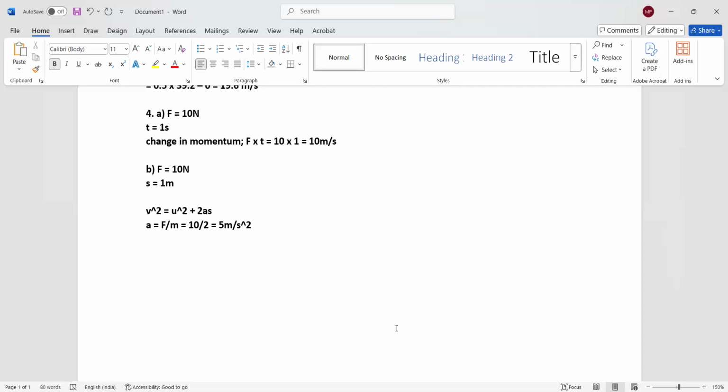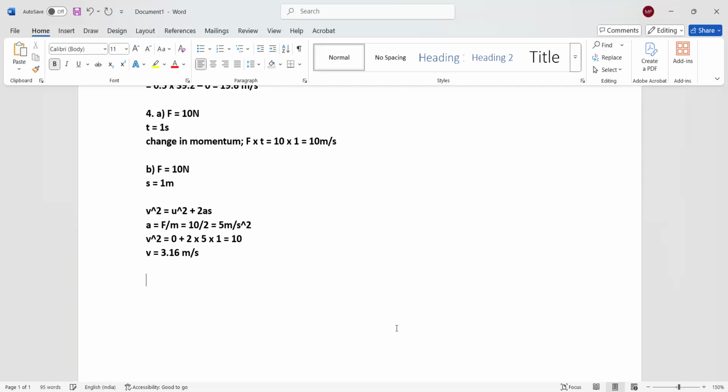Now substituting the values, V square is equal to 0 plus 2 into 5 into 1. So the answer is 10. It is V square, so V will be root of 10. V is equal to root of 10, that is approximate value is 3.16 meter per second.